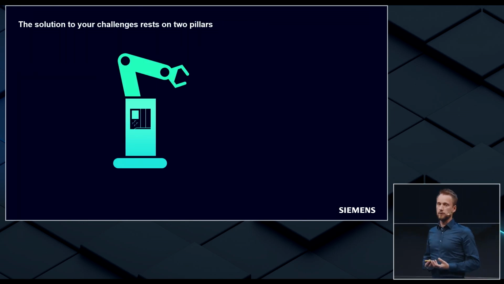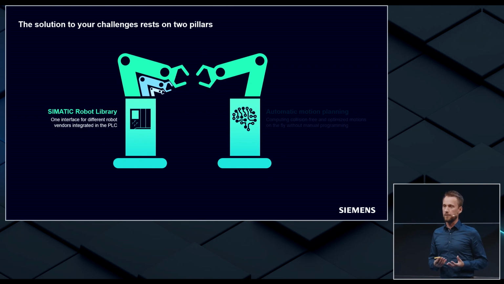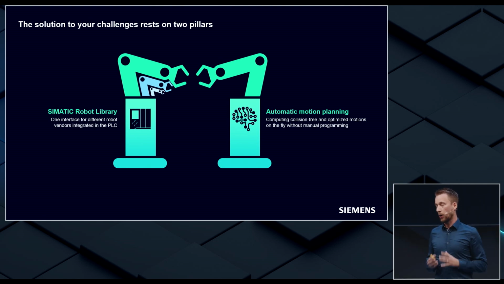The solution that we present to these challenges rests on 2 pillars. On the one hand, there's the SIMATIC Robot Library, and on the other hand, we use online automatic collision-free motion planning. The SIMATIC Robot Library is one interface for many different brands of robots and also takes care of the integration effort. So instead of programming in 2 devices, your robot and your PLC, and using multiple different human-machine interfaces, you have one integrated programming interface with one way of talking to all kinds of robot brands.